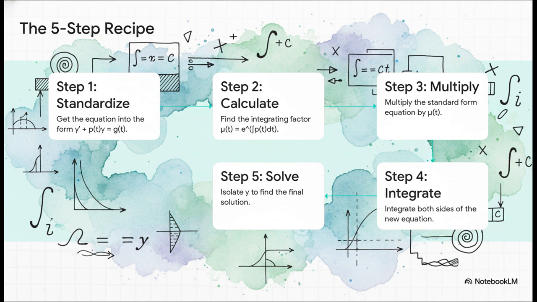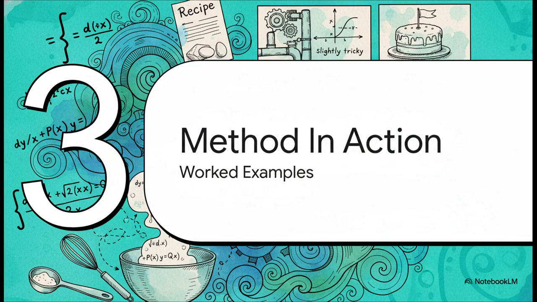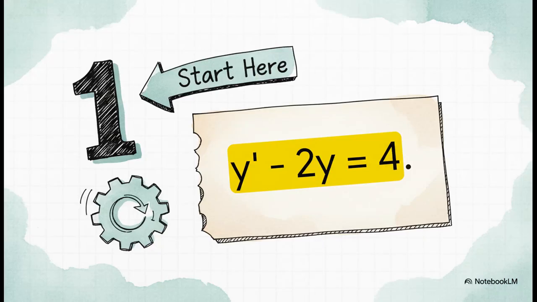Okay, let's actually see this thing in action. Knowing the recipe is one thing, but actually using it is another. So let's walk through a few examples. We'll start with a really basic one and then tackle a trickier case just to see how powerful this method really is. All right, let's start with a classic, y prime minus 2y equals 4.